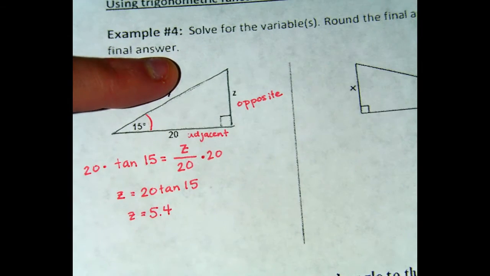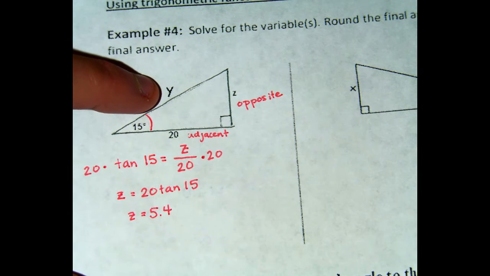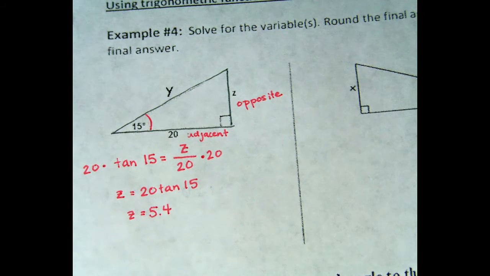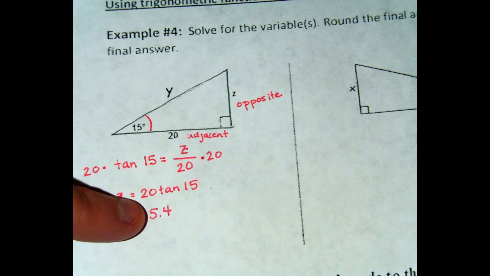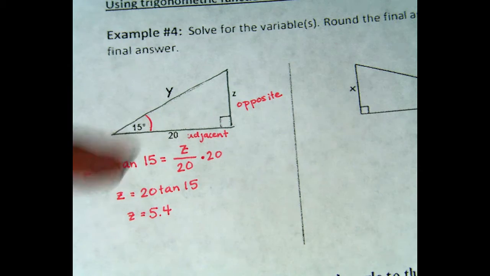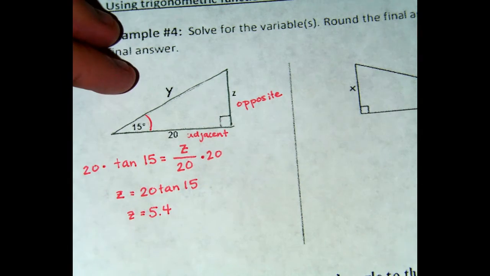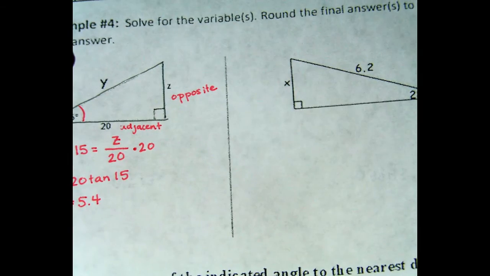Here is why you guys said we could use Z to find Y. You're right. Technically, we could. What would we use? We would use the Pythagorean theorem. I don't want you to do that because we have that Z is 5.4 and we round it. You will be more accurate if you use a trigonometric ratio and you don't round at all. So we're going to use another one to find Y.